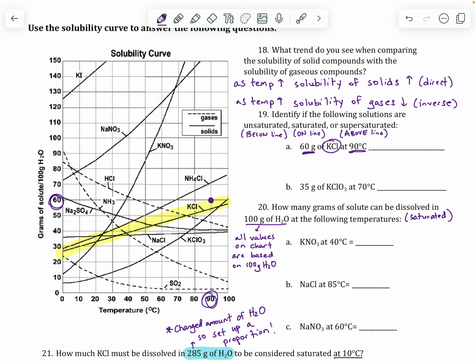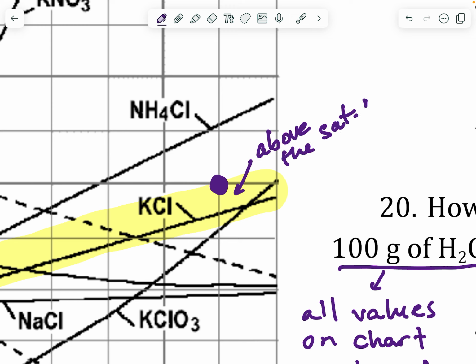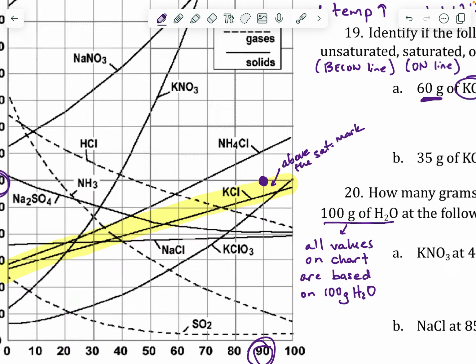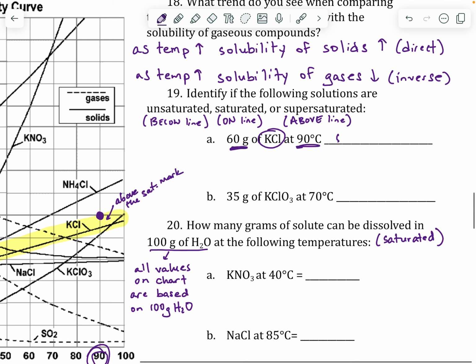And what I see is that the point that I have is above the saturation mark, which means that because it's above the line, this would represent what we would call a supersaturated solution, right?